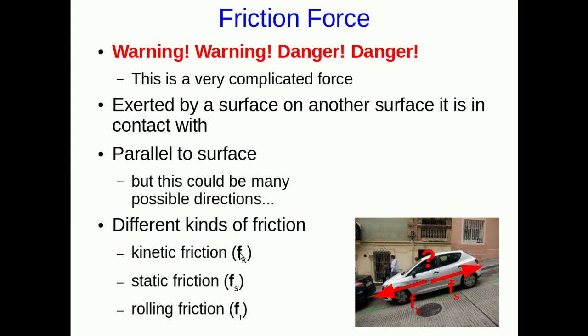There are different kinds of friction. There's kinetic friction, which happens whenever surfaces are slipping against each other. We'll call that Fk. Static friction, which prevents surfaces from slipping against each other. We'll call that Fs. And rolling friction, which happens anytime anything is rolling over something else.